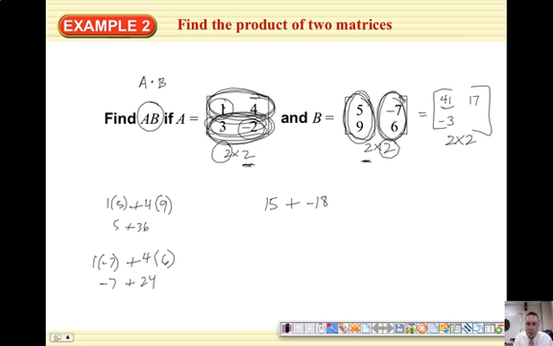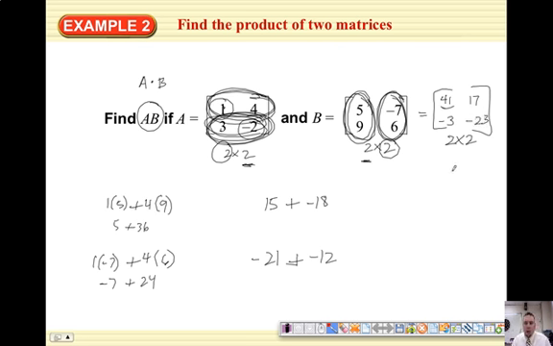Last one. This row times this column. So first one times first one is -21. Plus second one times second one. -2 times 6 is -12. Add them up and you get -33.